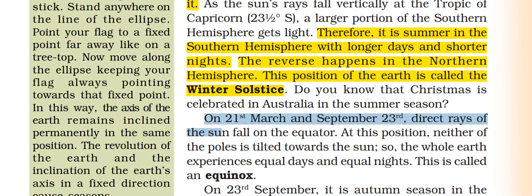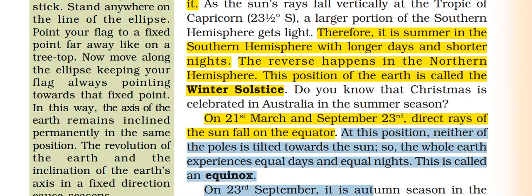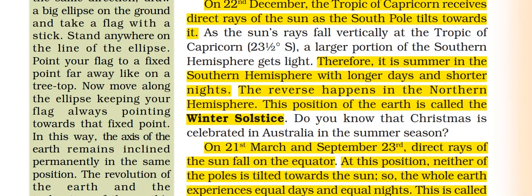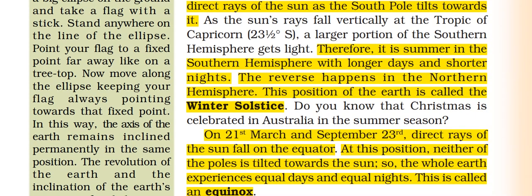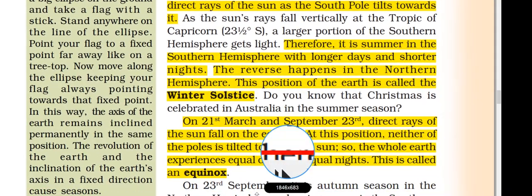On 21st March and 23rd September, direct rays of the Sun fall on the equator. At this position, neither of the poles is tilted toward the Sun, so the whole Earth experiences equal days and equal nights. This is called the equinox. Equinox.